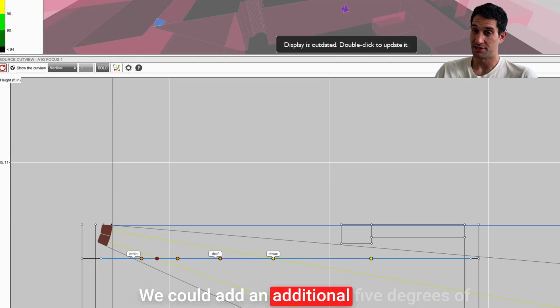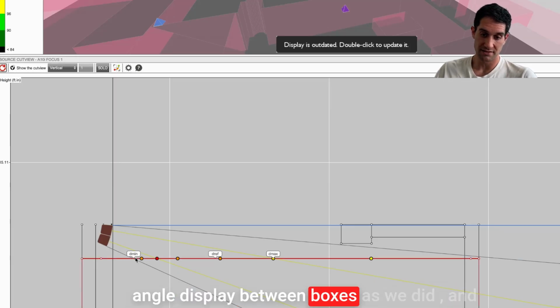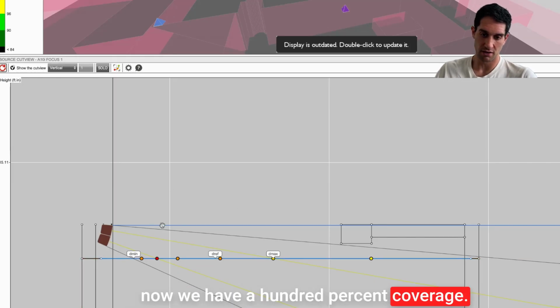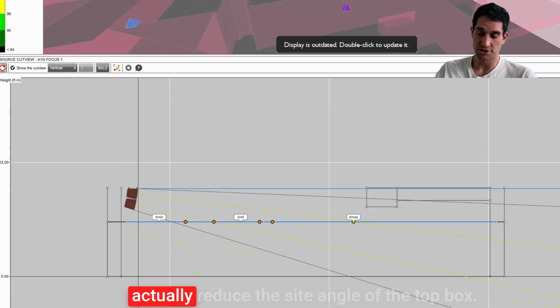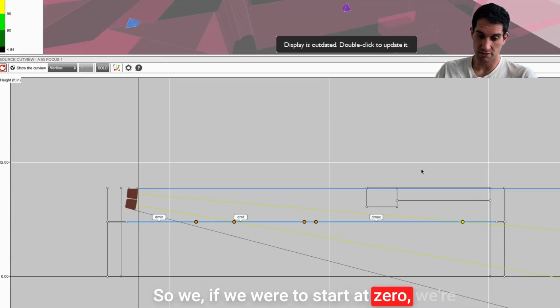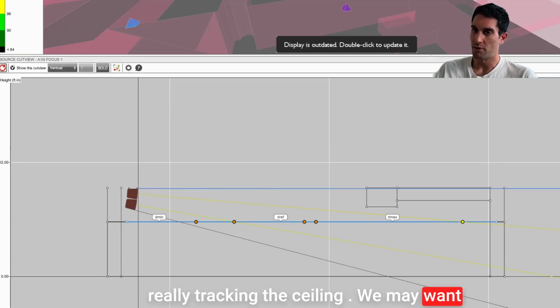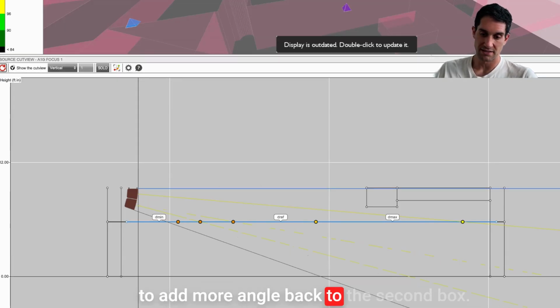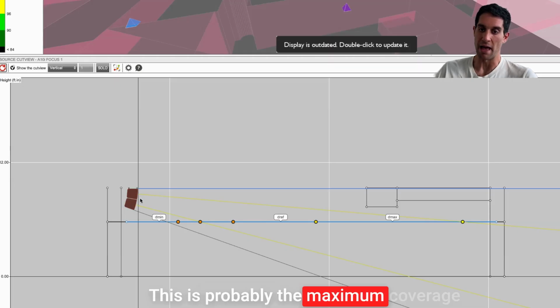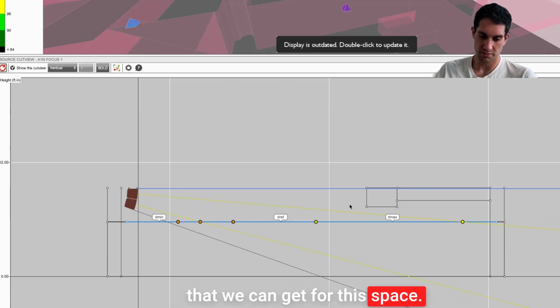We could add an additional 5 degrees of angle splay between boxes as we did, and now we have 100% coverage. Something else that we can do is we can actually reduce the site angle of the top box. So if we were to start at 0, we're really tracking the ceiling. We may want to add more angle back to the second box. This is probably the maximum coverage that we can get for this space.